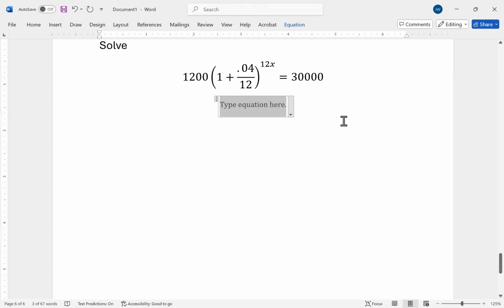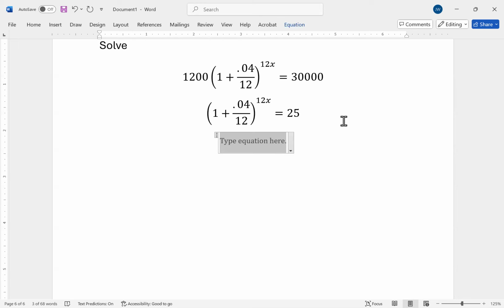All right, so let's go ahead and do this. The first thing I would do is divide by 1,200. That is, divide both sides by 1,200. The left-hand side becomes 1 plus 0.04 divided by 12, and that is being raised to the 12x power. The right-hand side would become 25. 30,000 divided by 1,200 is 25.